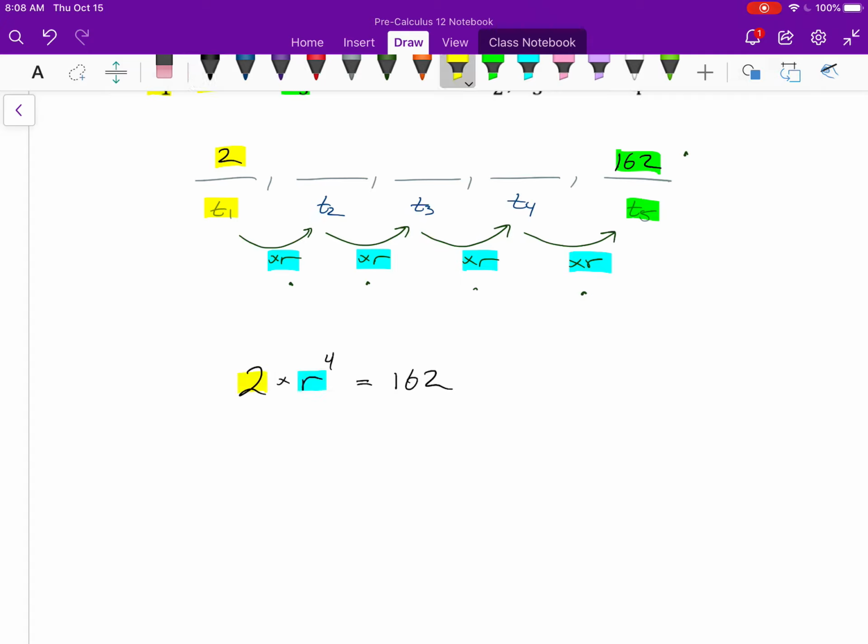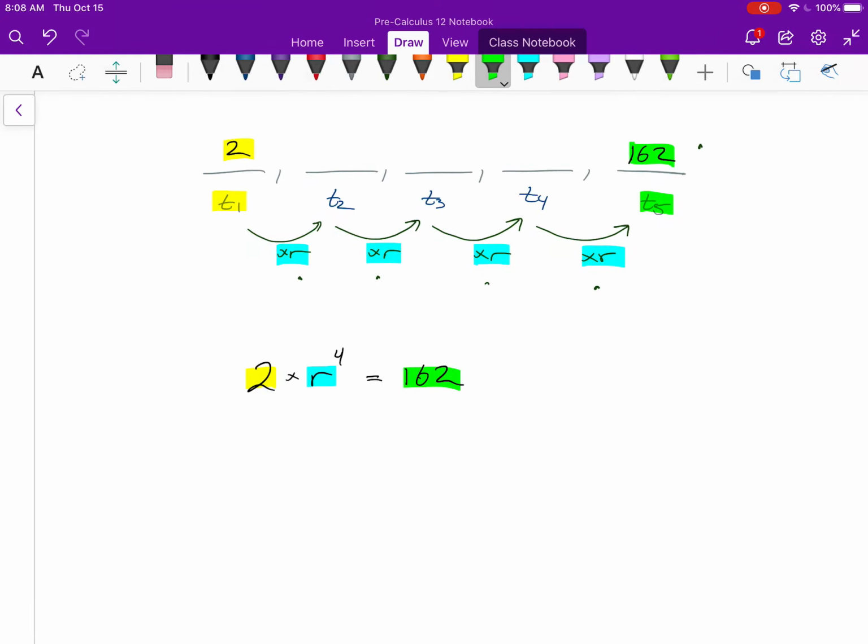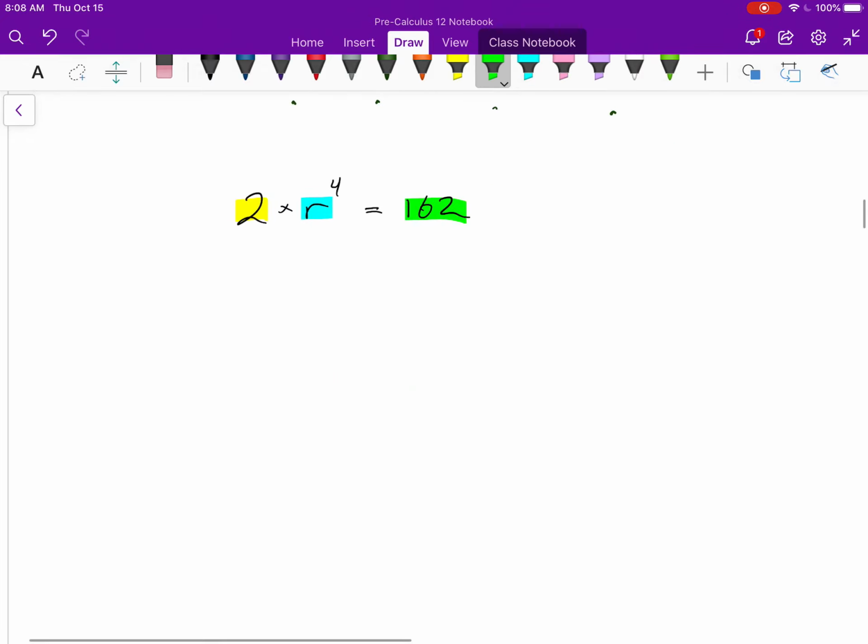Which means I must be able to solve this. And so let's solve for R. Because once I know R, once I know my common ratio, it's quite easy for me to find these middle terms. So how would I solve this? Well, I would divide both sides by 2. So R to the power of 4 equals 81. And then I need to find the 4th root of both sides. So R will equal the 4th root of 81.